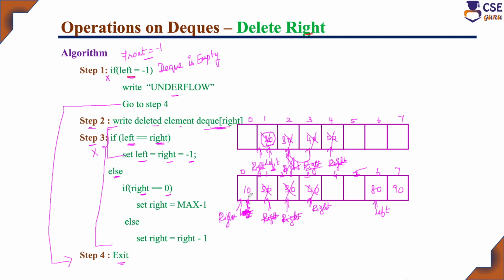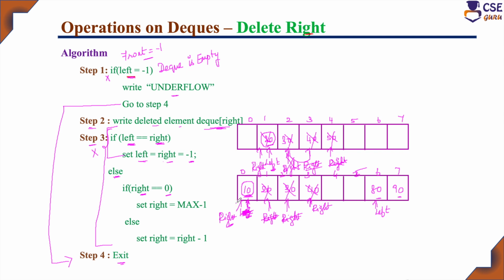After deleting this position element, again if you are implementing delete right, where will the right pointer point? If you keep decrementing the right pointer by 1, it will go to the -1 memory location. That is the condition for empty DQ, right? But that is not the case. Here elements are there here.